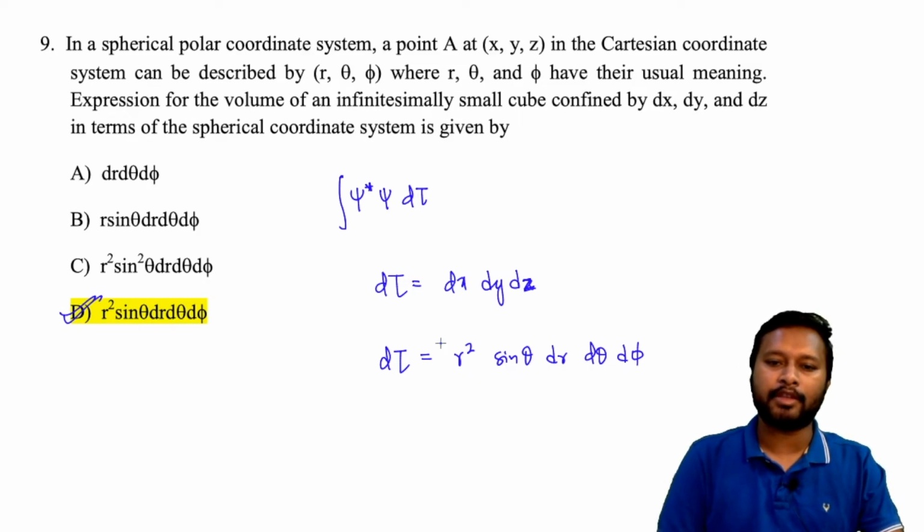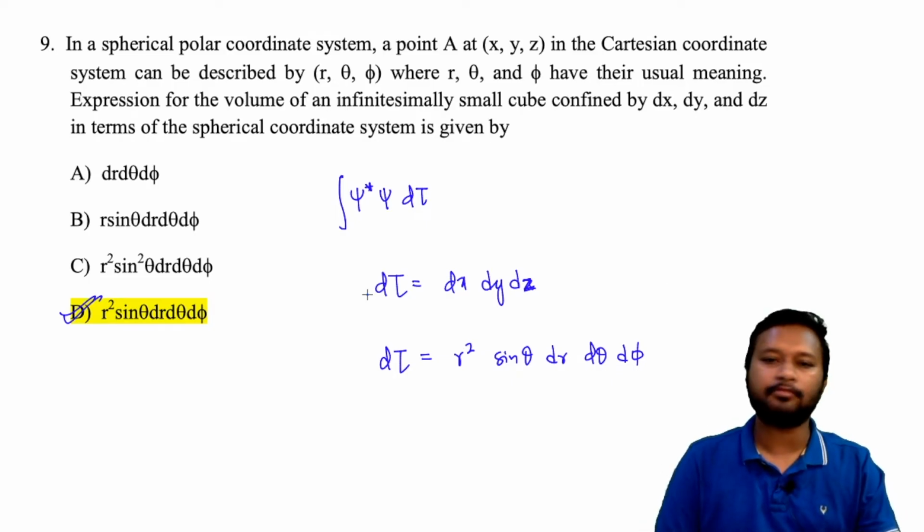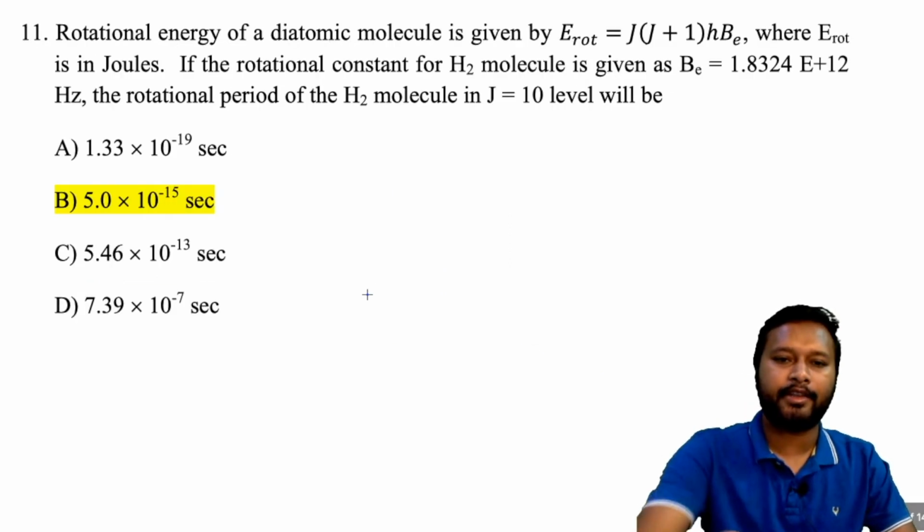So both these things are actually values of d tau, that means a very small volume unit which you take in the spherical coordinate and the Cartesian system. The derivation can also be done, but that is going to take a lot of time, and I guess you will get that in books, because you can check that out. Let's take the next one then.